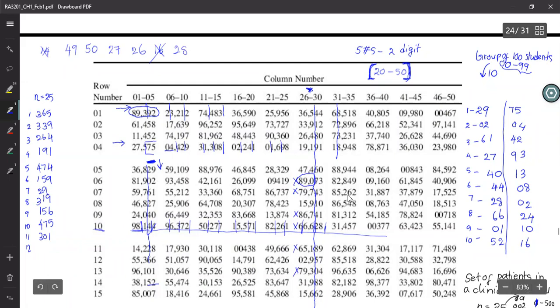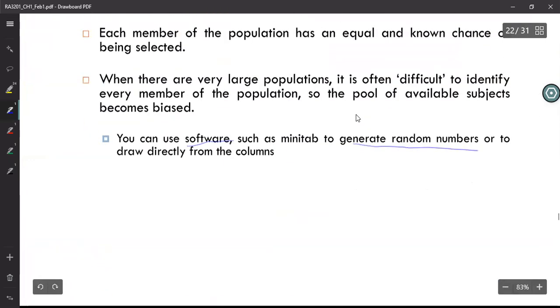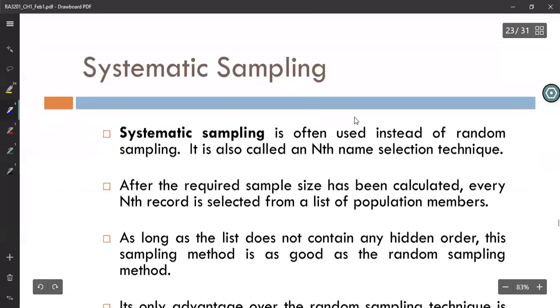Right. Sorry about the mess in this page. Anyway, I hope you got the idea about using the random number table. So that is simple random sampling. That was our first one, right? Next, we go to systematic sampling. That's the second method.